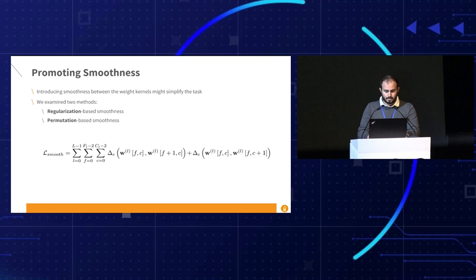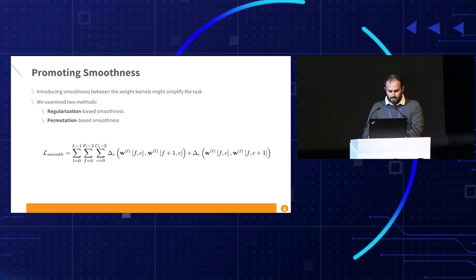Now we examine two methods to promote smoothness in the weights of the original network. The first is a regularization-based approach, and the second is a post-training permutation of the weights. Before going into the details, let me just introduce what we denote as the smoothness term.